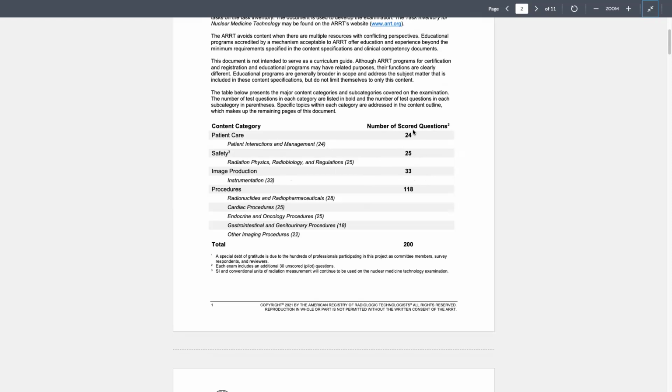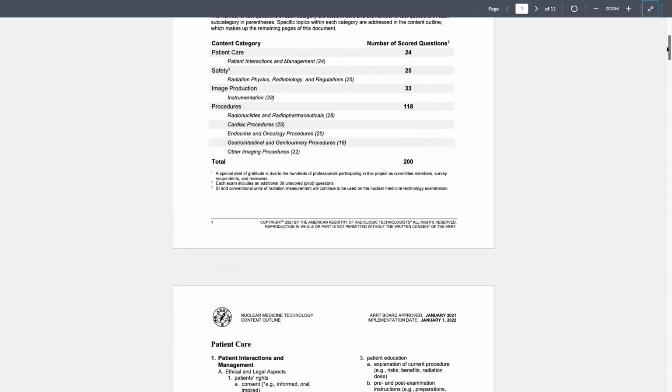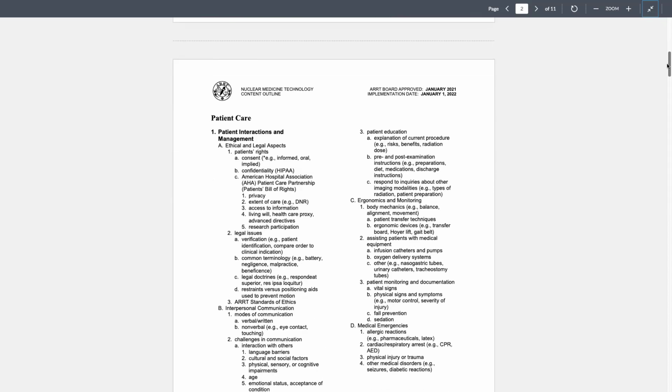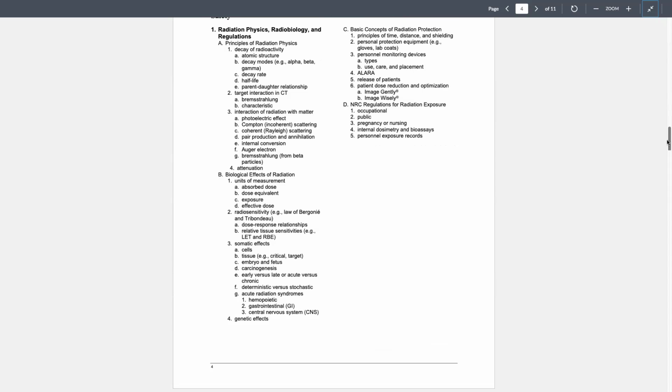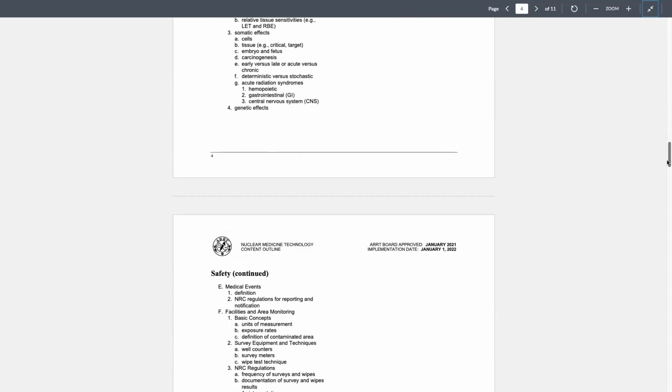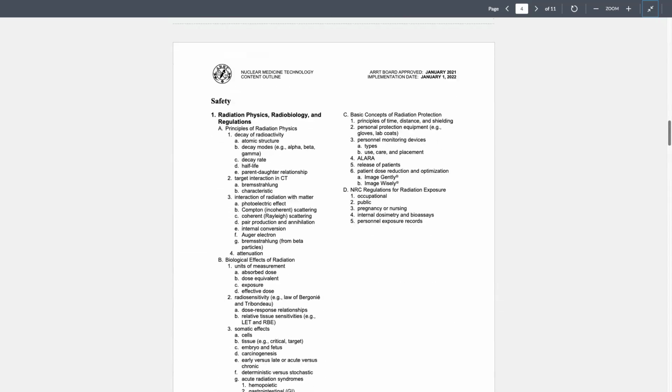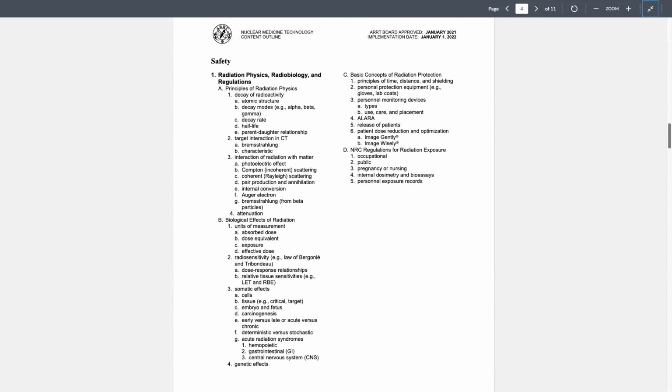So this shows you how your test is broken up. Then the second half of the document is it going through and giving you a bullet point list of what's on it. For example, since procedures is big, let's go down to procedures. So you see here's where patient care starts. Patient care continued. Safety. Safety continued. In fact, maybe I'll stop here at safety and we'll start right here.